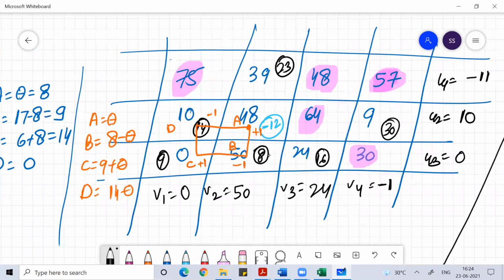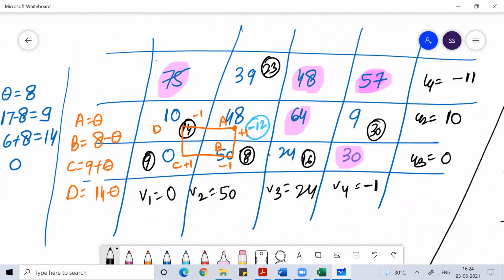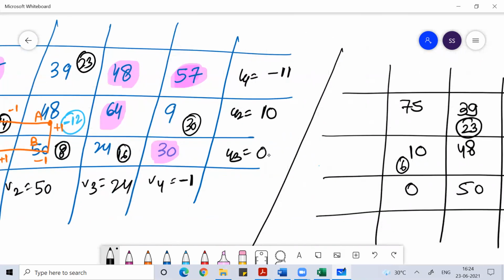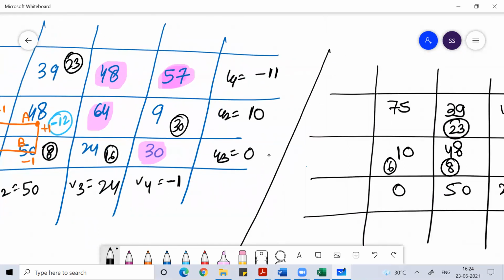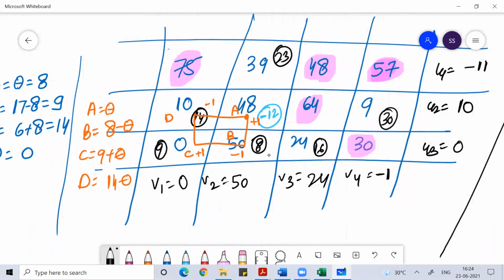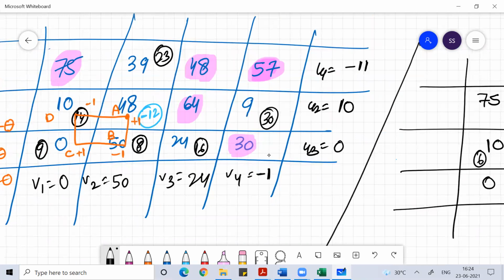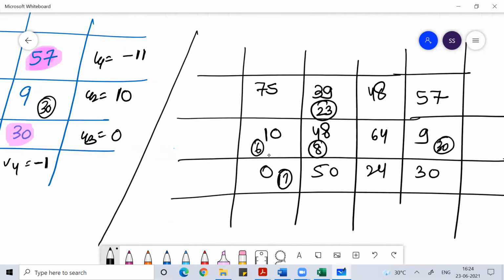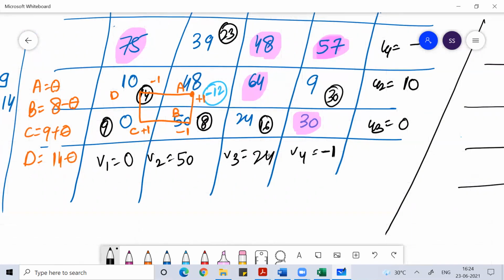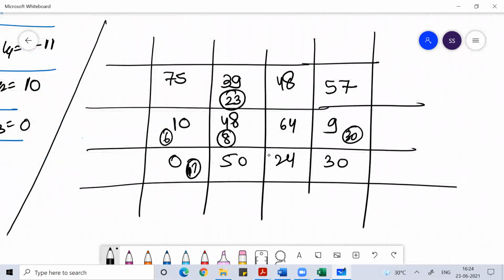Now if I see this first row, then 14 minus 8, that would be 6. This becomes 6. 48 will become 8. Then 9 is 30. Then this 0, 9 plus 8, 17. This becomes 17. Then this is 16. You again do the same thing.